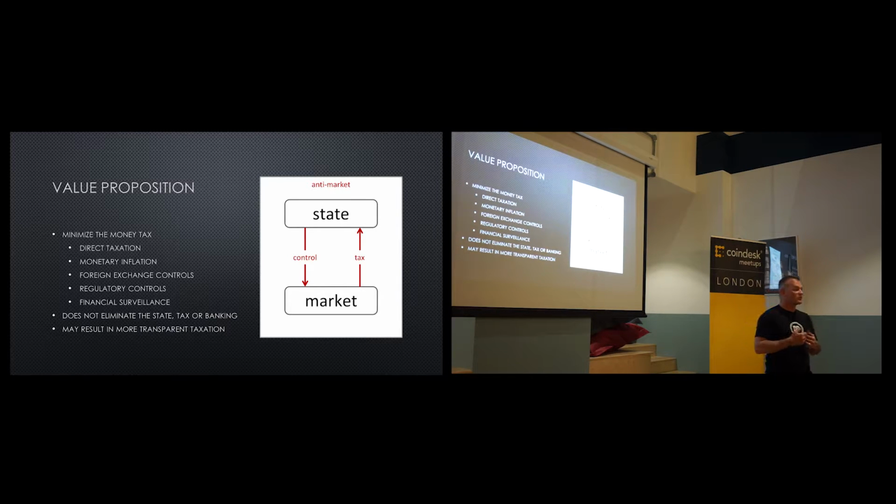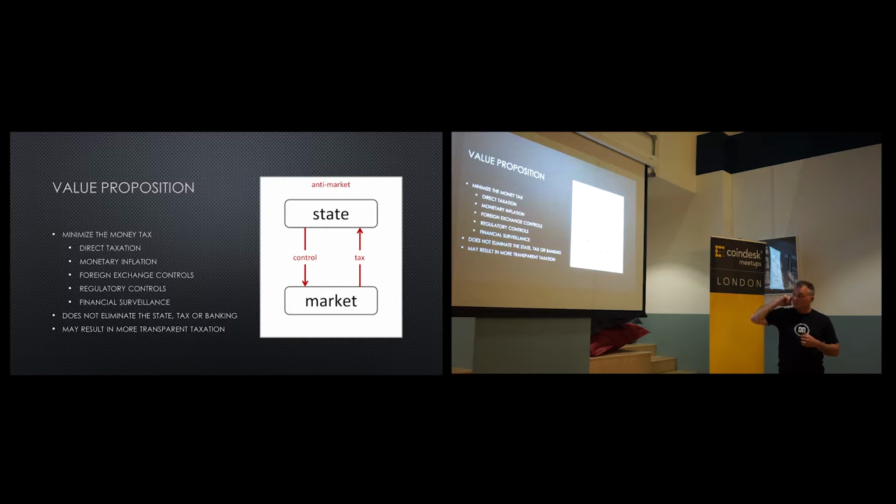The question is, how does it remain free of those controls? So ultimately, the value proposition with Bitcoin is minimizing what I call the money tax: direct taxation, in other words, taxing your transactions. If you can't see them, they're harder to tax. So it minimizes that ability of the state to tax. Monetary inflation, which most people in Bitcoin understand as not allowing a rule change to print new money, foreign exchange controls, restricting transfers across borders, charging for them, regulatory controls in general, and financial surveillance are all aspects of the money tax. It's an increased cost of using money. So Bitcoin aims to minimize that. But it can't eliminate the state, tax, or banking. It never will do that. But hopefully it results in more transparent taxation, and it forces taxes to move into a different model.